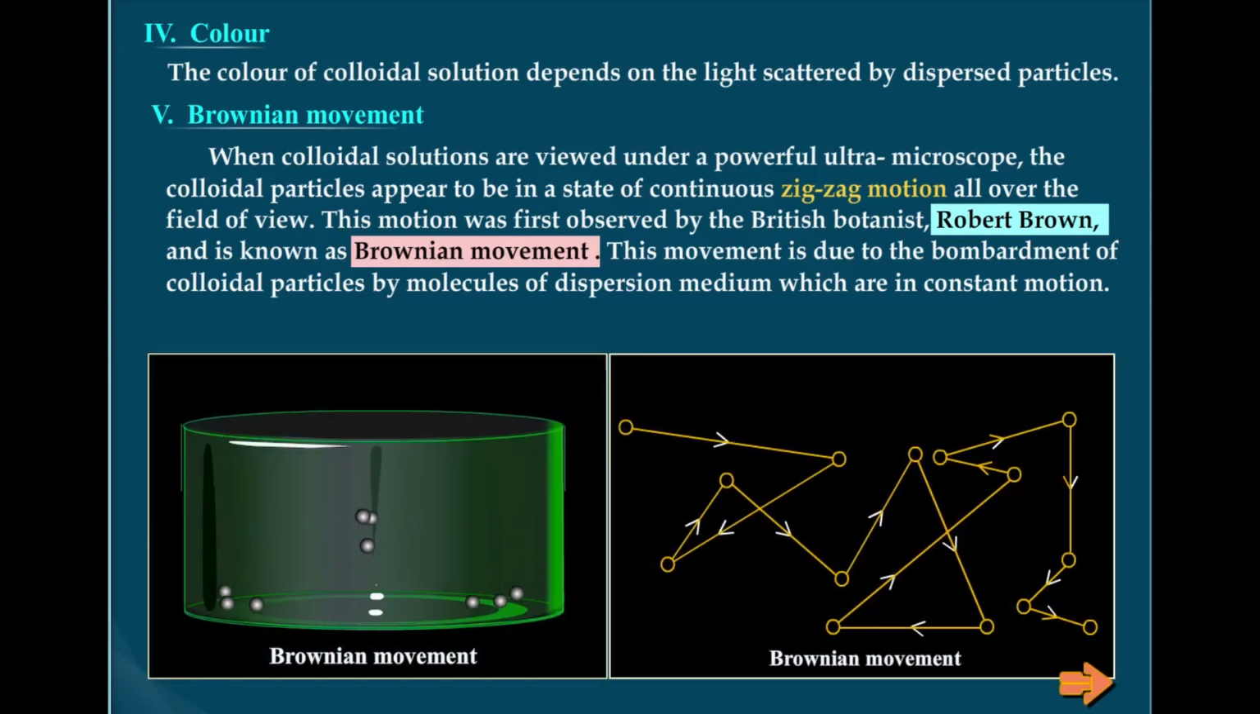You can see here the Brownian movement. The zigzag motion of colloidal particles is called Brownian movement. This Brownian movement is responsible for the stability of the sol. It is because of this zigzag motion that the particles do not settle down, which is responsible for the stability of the sol. This point is really important. What are the reasons for the stability of a colloidal sol? One reason is Brownian movement.